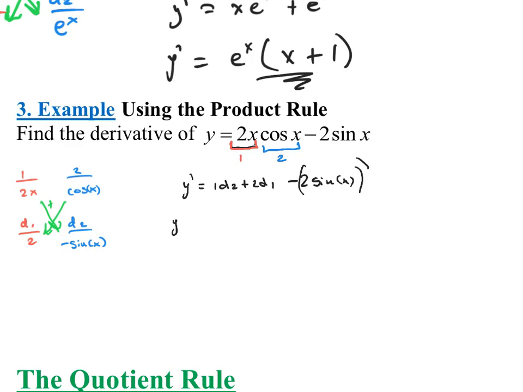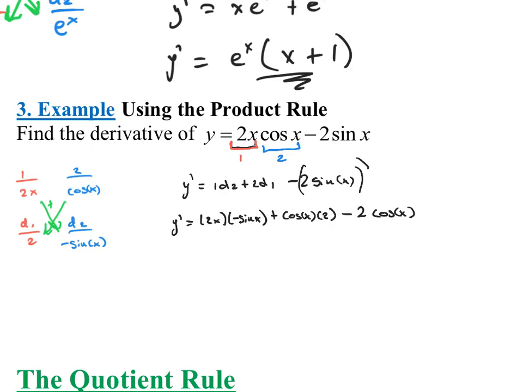Okay. So y prime, first function was 2x. d2, the derivative of the second, was negative sine of x. Plus the second function, which was cosine of x, times the derivative of the first function, which was 2, minus, what is the derivative of 2 sine of x? Well, that would be minus 2, well, the derivative of sine of x is cosine of x.